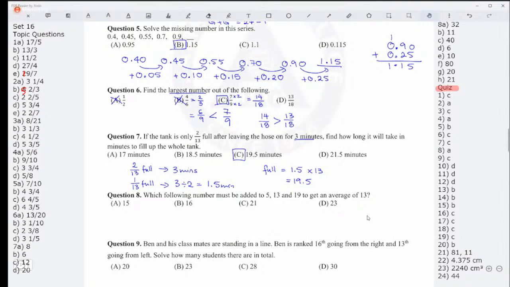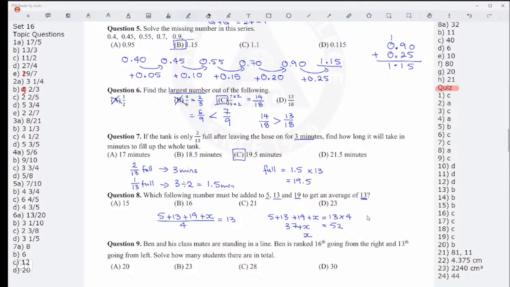Question 8. Which following number must add to 5, 13, and 19 to get the average of 13? So 5 plus 13 plus 19 plus our missing number, divided by the 4 of them, will give you an average of 13. So let's bring the 4 over. And when you bring it over, instead of divide, we are multiplying. So our first step is 13 times 4 should give you 52. And let's add all these 3 values together straight away. So this should give me 37 plus x.